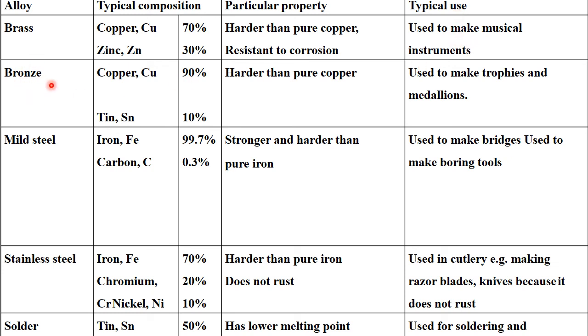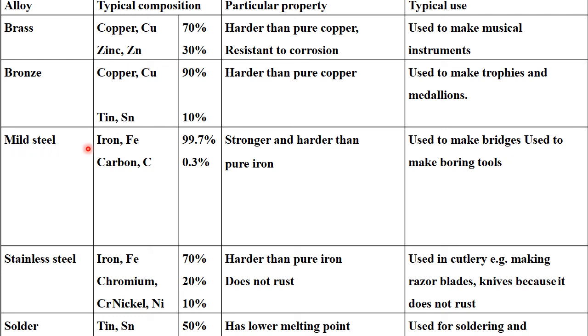Then we also have bronze, which is made of copper and tin, and it is 90% copper, 10% tin. As for the properties, it is harder than pure copper. Because of this, it is used to make trophies and medallions. It is also shiny, it has a nice color.